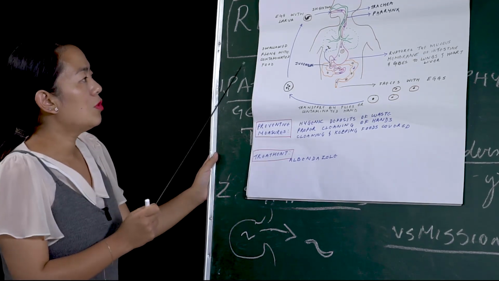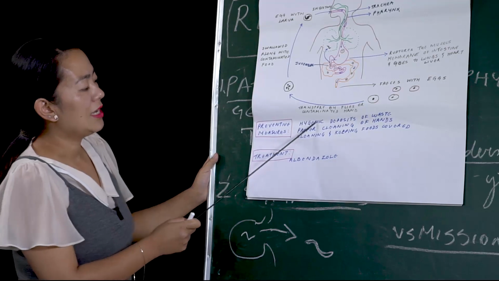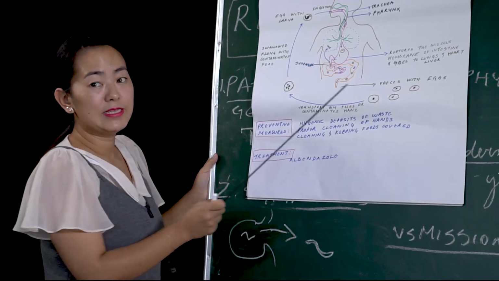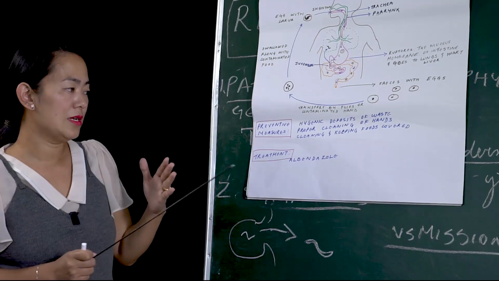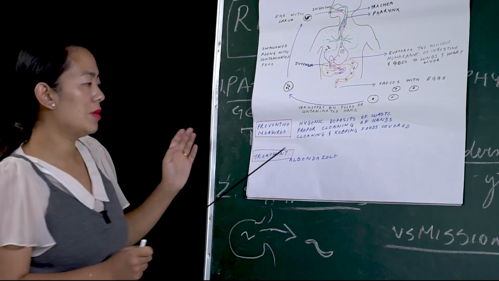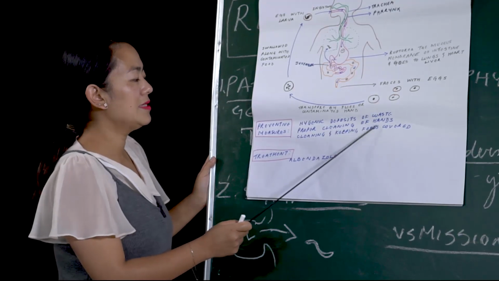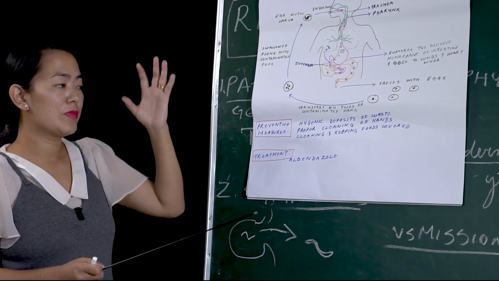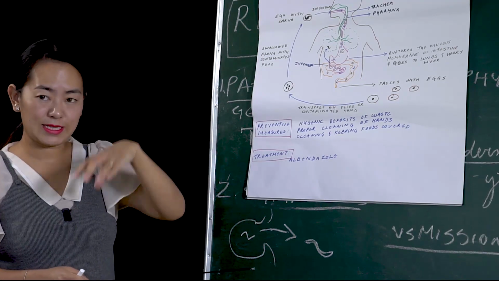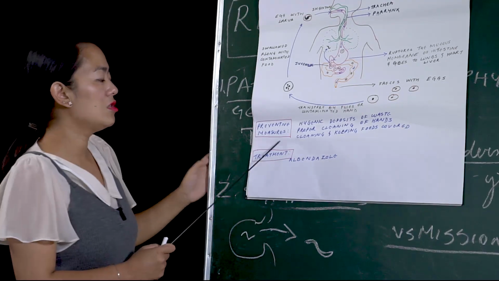So what are the preventive measures? That is hygienic disposal of waste, that is your feces. Remember that, by building proper toilets with proper drainage. Remember that. Proper cleaning of hands and keeping food covered. You can cover your food with a net type cover. These are all the preventive measures.